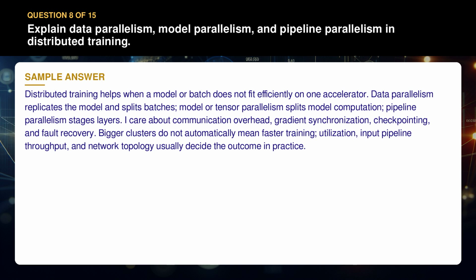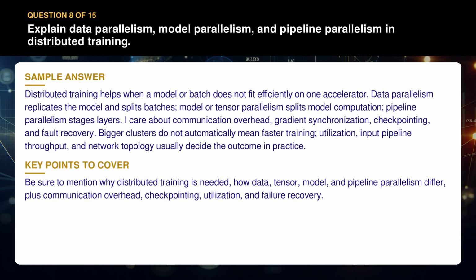I care about communication overhead, gradient synchronization, checkpointing, and fault recovery. Bigger clusters do not automatically mean faster training. Utilization, input pipeline throughput, and network topology usually decide the outcome in practice. Be sure to mention why distributed training is needed, how data, tensor, model, and pipeline parallelism differ, plus communication overhead, checkpointing, utilization, and failure recovery.